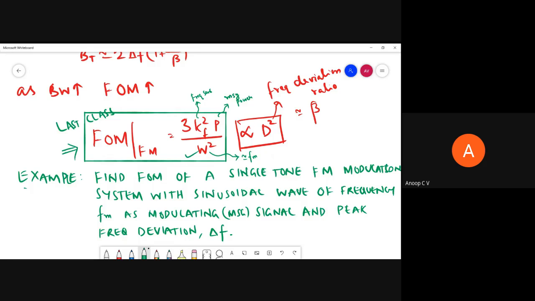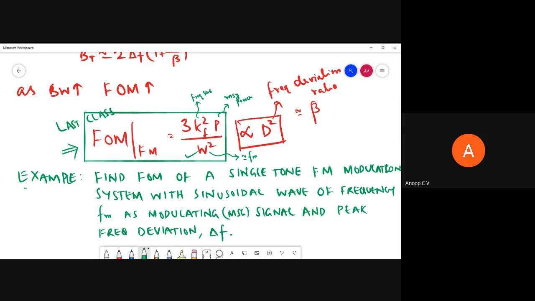Actually, we started from the basics and derived this figure of merit. This figure of merit is nothing but the SNR at the output divided by the channel SNR. So we found it to be equal to 3kf square P by W square. Let me just remind you, kf is nothing but the frequency sensitivity, P is the average power of the message signal, and W is approximately equal to the maximum frequency content of the message, which is the cutoff frequency of the low pass filter used at the output end of the demodulator. So this is what we have seen.